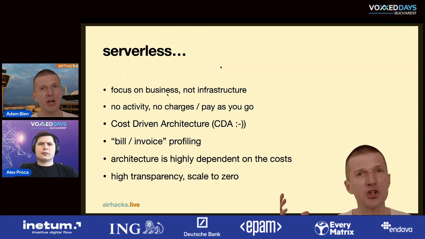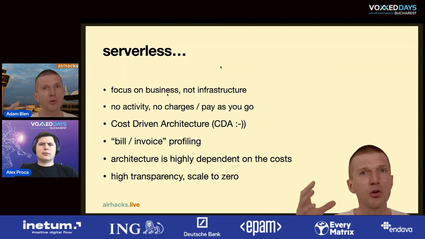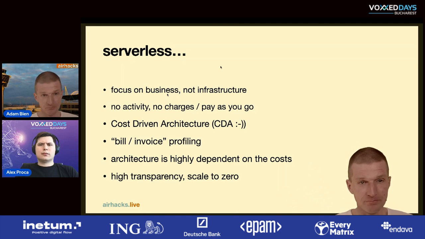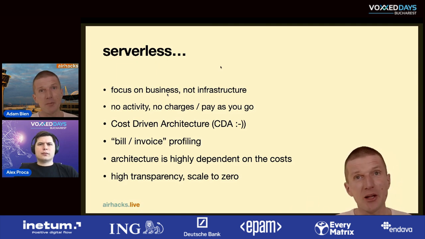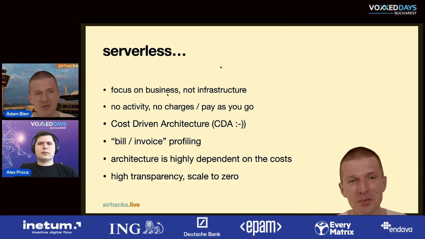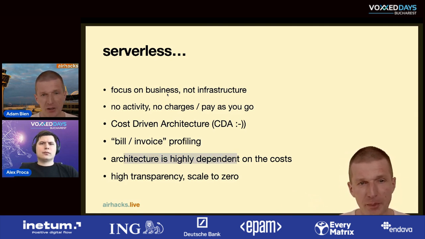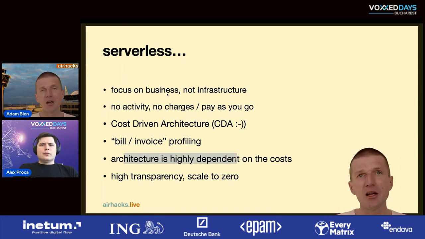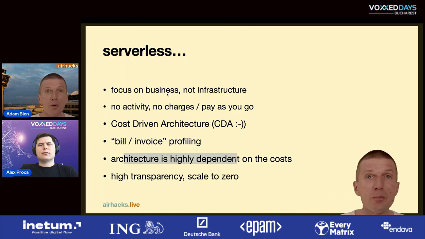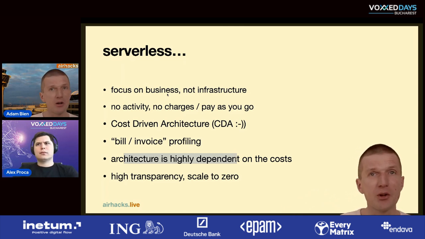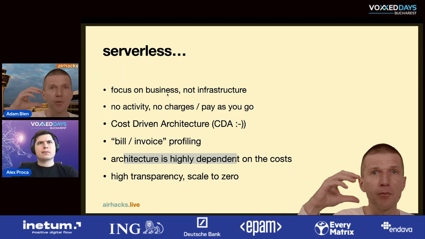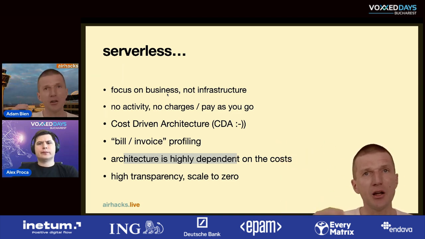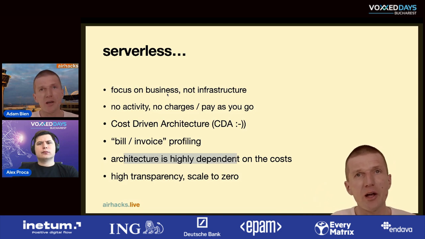If you say, I have the budget, I don't care, then install a huge Kubernetes cluster, put whatever you have on it, and it will run, right? Now, we have here no activity, no charges: cost-driven architecture. This is actually where I spend all my time, profiling the bill. Architecture is highly dependent on the cost. If you have a highly popular service, it could be that Fargate is cheaper than Lambda, of course, but there is an AWS cost calculator and you can check it. You can even have a load balancer, and behind it a Lambda and Fargate, and decide whether there are peak times or not, and switch back and forth depending on your costs, right?